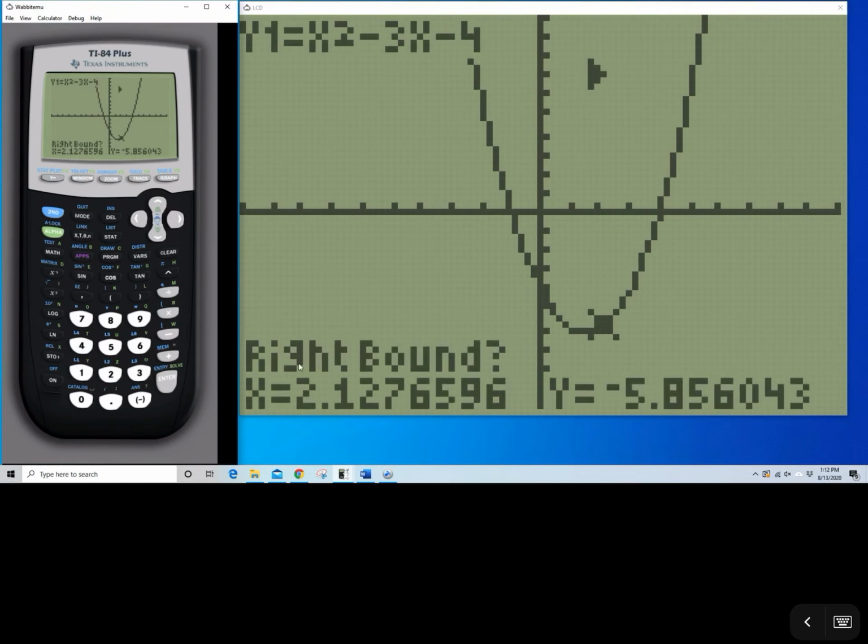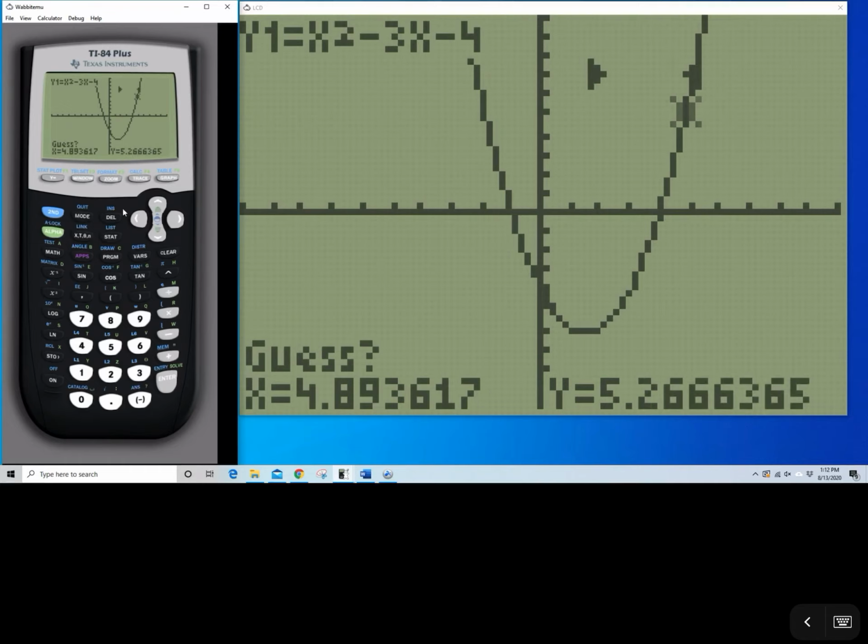Okay, so now I'm looking to find this x-intercept. I want to make sure that my cursor is to the left of that x-intercept, and this is probably good. So I'm going to go ahead and hit enter. You can see right above there is my arrow. Now look at the prompt. It says right bound or right boundary. So now you're going to move the cursor so that you're confident that the cursor is now on the right-hand side of that x-intercept. Okay, this is kind of a little delayed here.